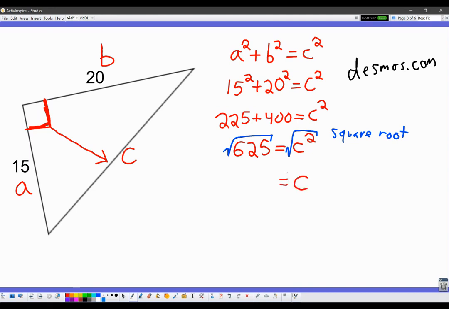Now on the other side, I need to plug this into the calculator, square root of 625, to figure out what that gives me. But I already know what it is, and it's going to be 25. And so now that I have c and just c, I have my answer. Let's take a look at another example here.